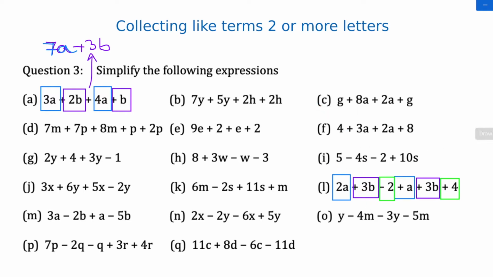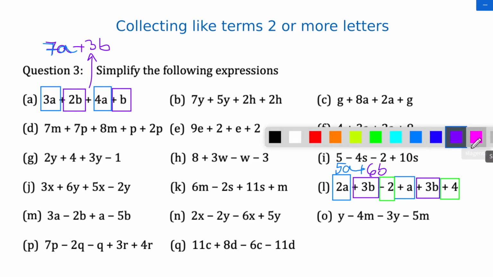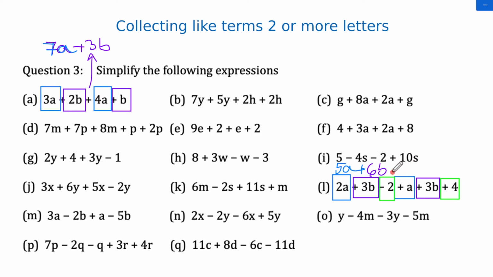Okay, so let's see. How many A's do we have? We have 5 A's plus, how many B's? We have 6 B's, and we have plus 2. Why is it plus 2? Because this is -2 plus 4. So if you do 4 minus 2, you have 2 left. Okay, so you have 5A plus 6B plus 2.